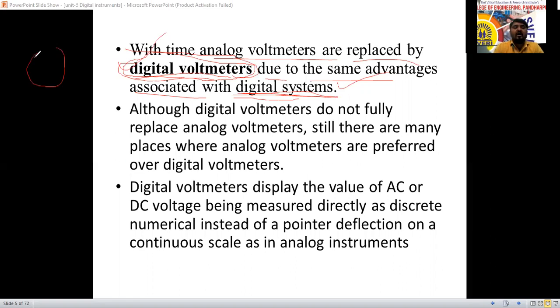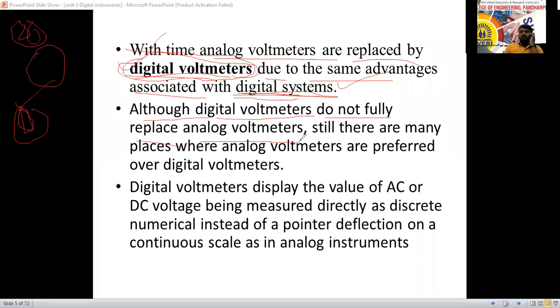Just now I asked, how many of you are using a wall clock? Almost 80% of people in your houses are using analog watches only. Yes or no? But in your hand, it is replaced almost 80%. Maximum 80% of people nowadays are using digital watches. Like that, digital voltmeters do not fully replace the analog voltmeters. Analog instruments are not replaced by 100%. Some places still use analog meters only.